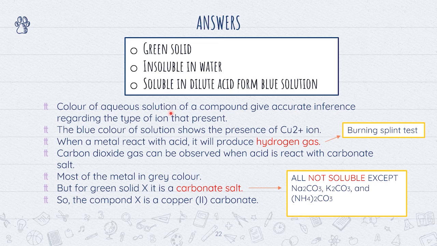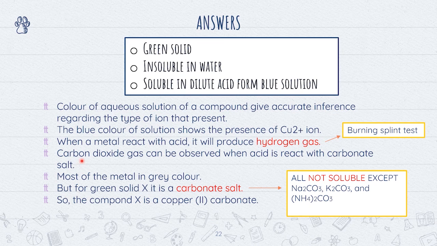We can see that the color of the aqueous solution of a compound gives an accurate inference regarding the type of ion that is present. The blue color of the solution shows that there is a presence of cuprum 2 plus ion. When a metal reacts with acid, it will produce hydrogen gas. How do we know that hydrogen gas exists? We can use the burning splint test. If a pop sound is heard, it means that hydrogen gas is present.